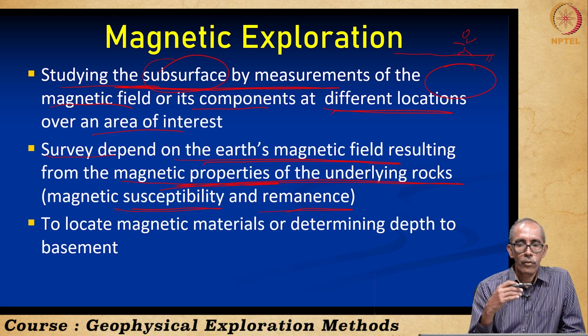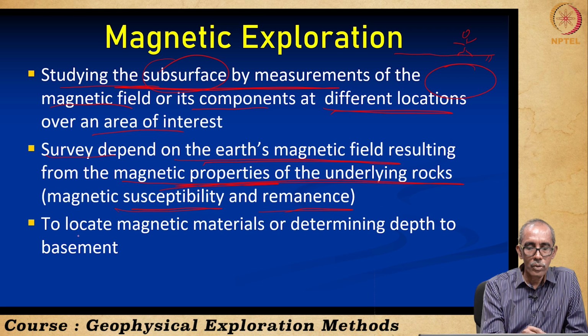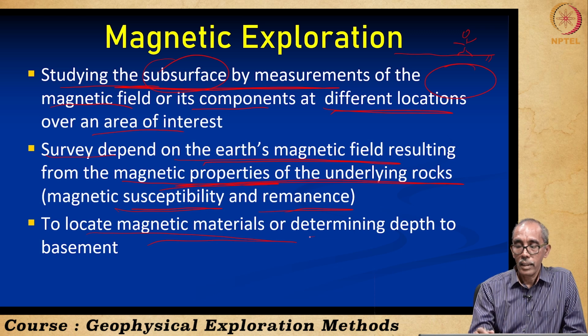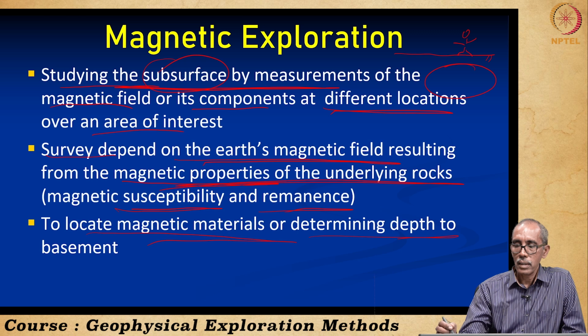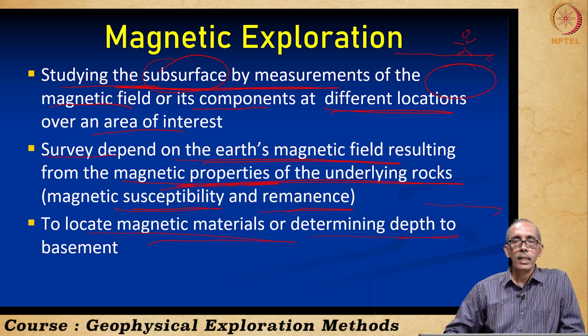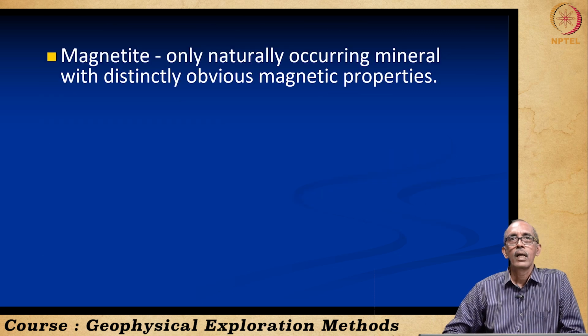So, why are we going to do this exploration? To locate magnetic materials, and also to determine the depth to the basement rock. Suppose you are a geotechnical engineer and your interest is to know where the rock is from the ground surface. So, these are the major aims of magnetic exploration: mainly to locate magnetic minerals or to understand the subsurface configuration.